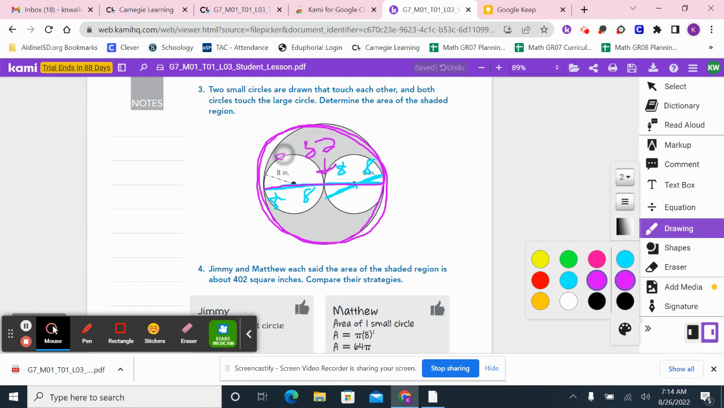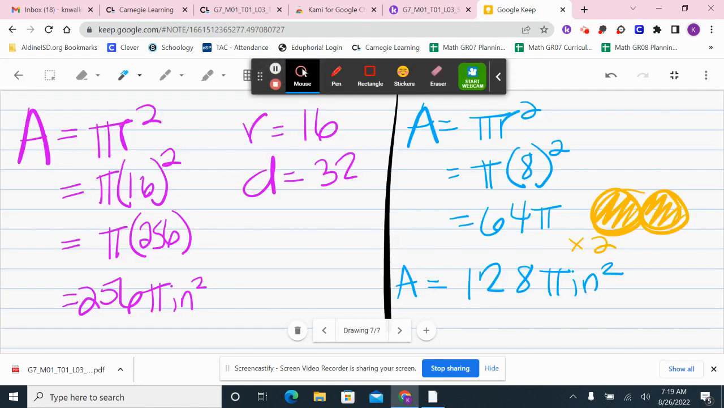That's what that is. All right, and now for my work. As you can see on the screen, I solved for the area of the larger circle and also the 2 small circles. So the larger circle gave us an area of 256 inches squared, and the two smaller circles, when I multiplied the area of one circle times 2, you got 128 pi inches squared. But that is not our final answer.